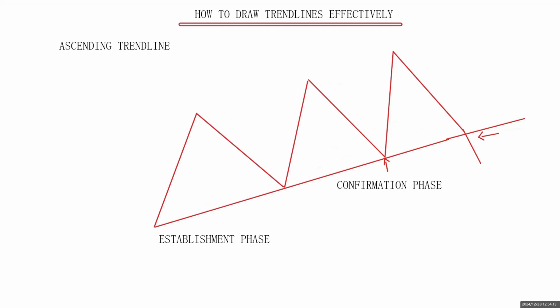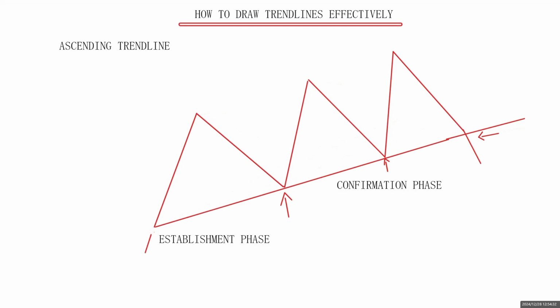For the ascending trend line, like we said, it's important that we have what? The first two troughs. The first two troughs are the establishment phase, while the third, fourth, and all of the other touches are known as what? The confirmation phase. So this is how to draw a trend line effectively.